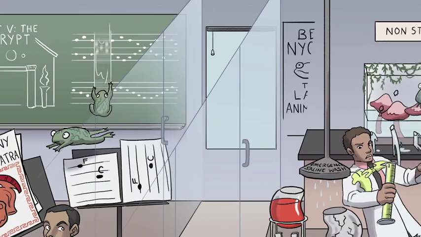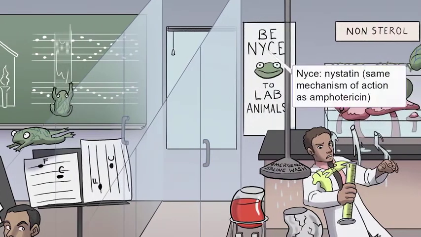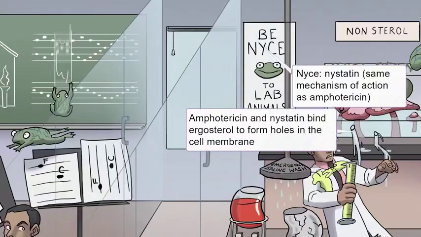One more drug to cover in this sketch, and that's nystatin. Nystatin has the same mechanism of action as amphotericin. In other words, it binds ergosterol in fungal cell membranes, creating pores and causing cell lysis. So it will be depicted right outside the amphibian-ridden lab room in the hallway.